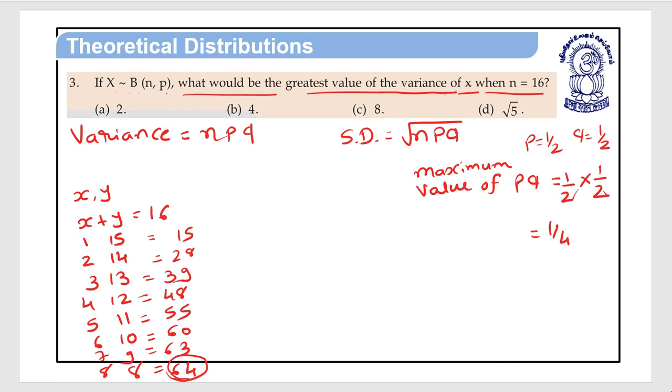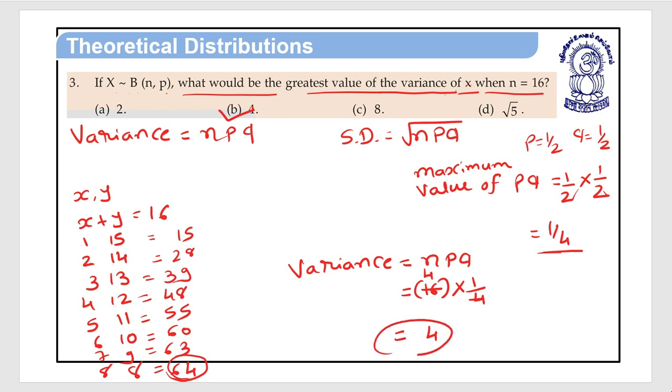Here variance is equal to NPQ. N is 16, PQ is 1 by 4. 4 4s are 16, so it is equal to 4. So option B is the right answer, 4.